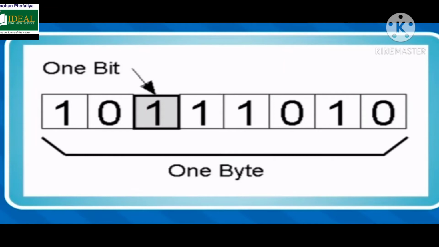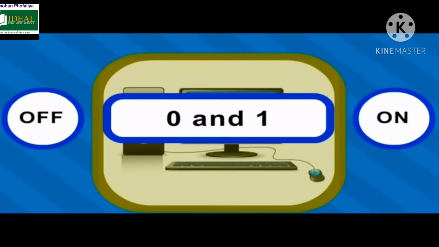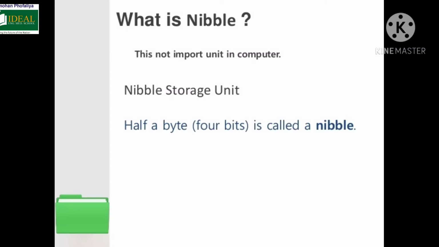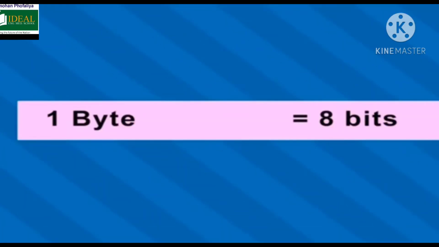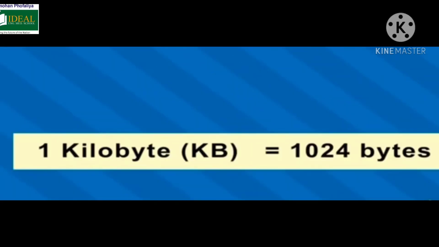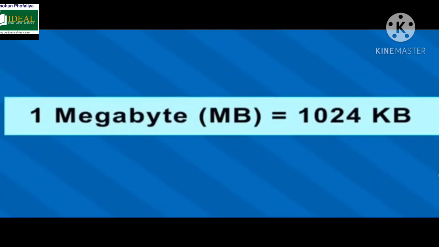Binary 0 and 1 represent two states: off or on, where 0 is off and 1 is on. A nibble is half a byte. 4 bits is equal to 1 nibble. A byte is equal to 8 bits. A kilobyte is equal to 1024 bytes. Kilobyte is also known as KB.